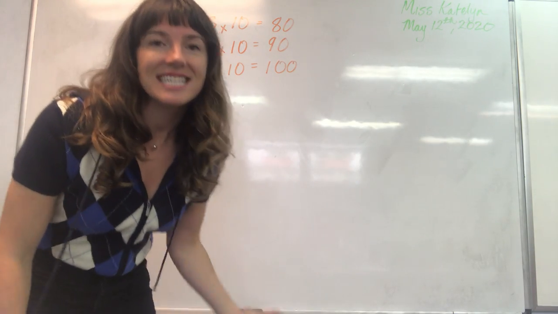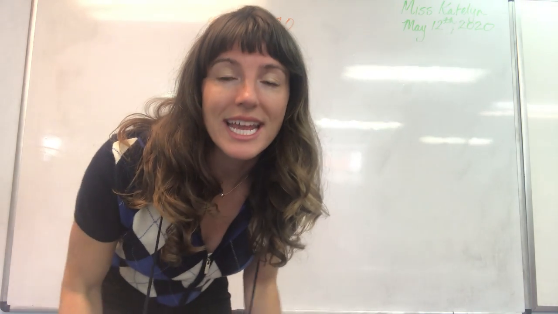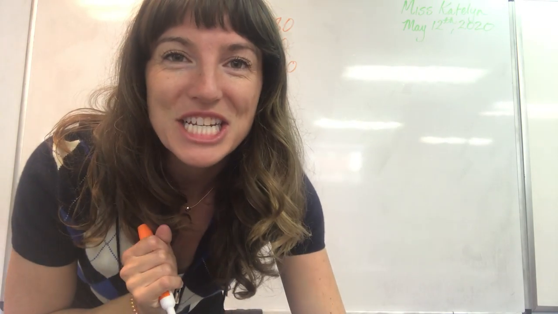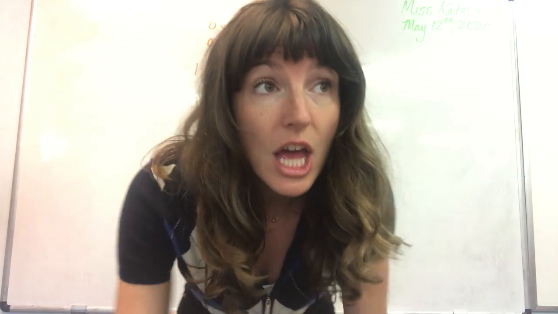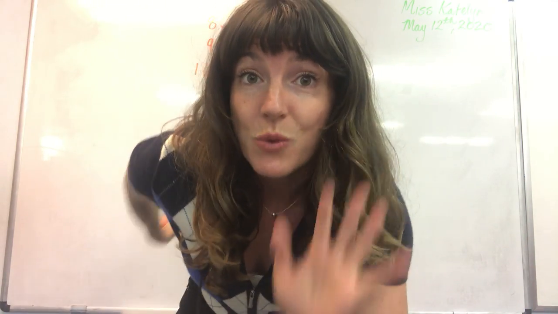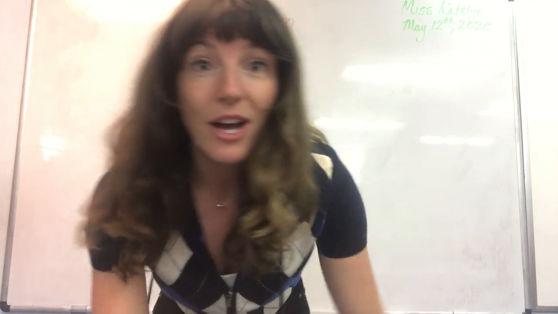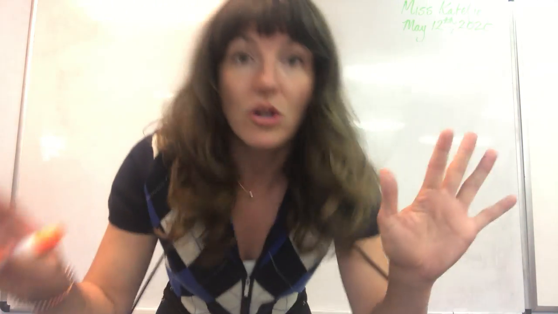That's it. 60 times 10, 600. 7 times 10, 70. All right? You've got it. 11 times 10, 110. 12 times 10, 120. Just put a 0 behind the other factor. Boom, boom, pow, you're all done.